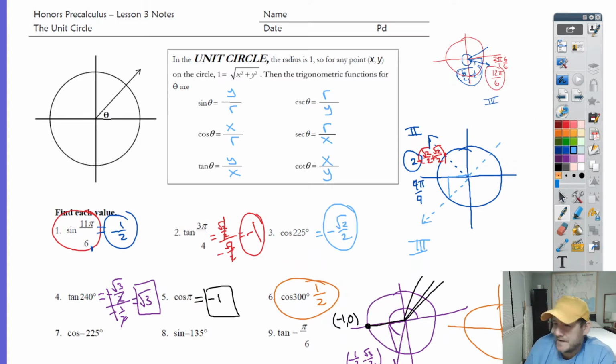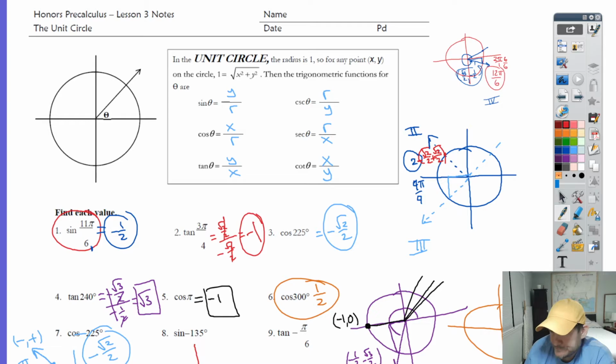Negative 225, let's see where that is. Negative 225 has me rotating clockwise. So 225 would be a 45-degree reference angle that lives in quadrant 2. Cosine is x. X's indeed are negative over here in this quadrant. So with a 45-degree reference angle, you know it's root 2 over 2. But living in quadrant 2 and being an x value means you know it's negative. So it's negative root 2 over 2.